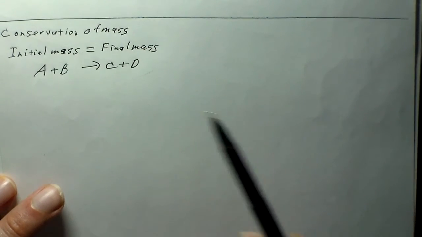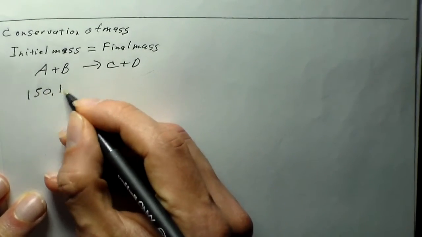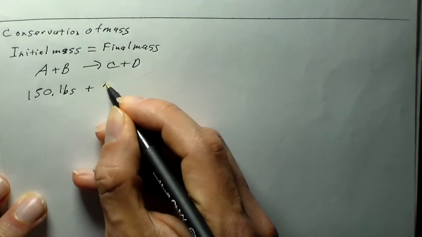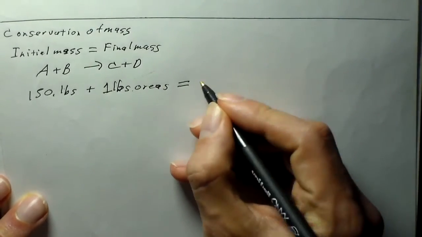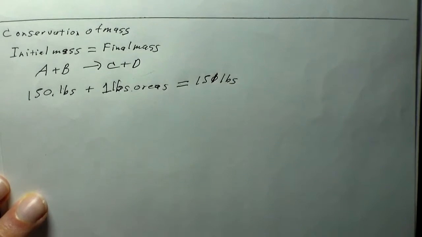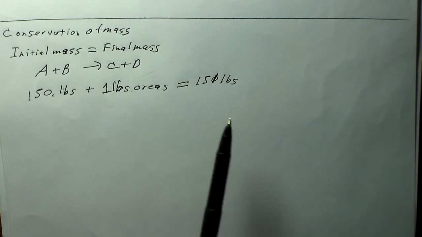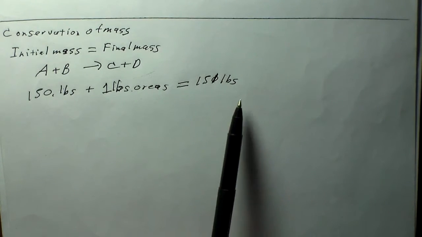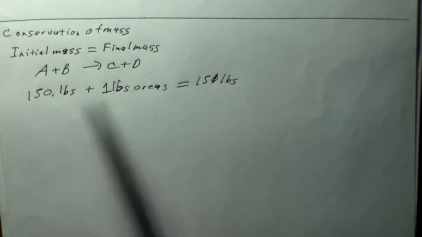So my initial mass of my reactants and final mass of my products are going to be the same. Just to state this very simply, let's say you weigh 150 pounds, and then you eat 1 pound of Oreos. That means you will weigh 151 pounds. So if you are on a diet and you're wondering how many pounds you will gain from eating these cookies, well, if you eat 1 pound of cookies, the most weight you can gain is 1 pound. If you happen to gain more than that, you've just been eating something else. So mass is conserved.